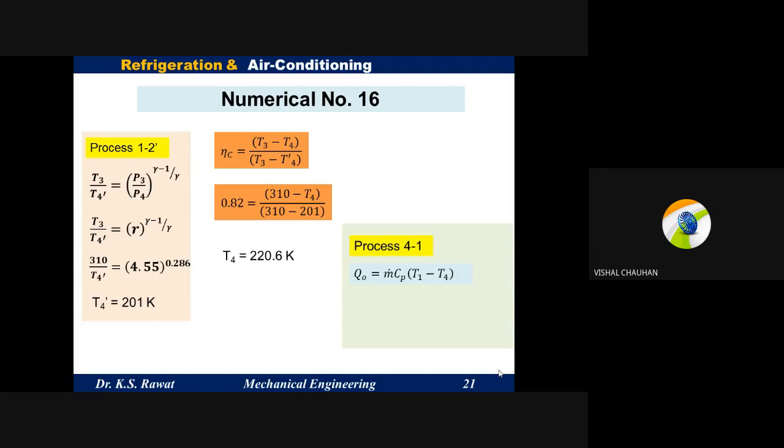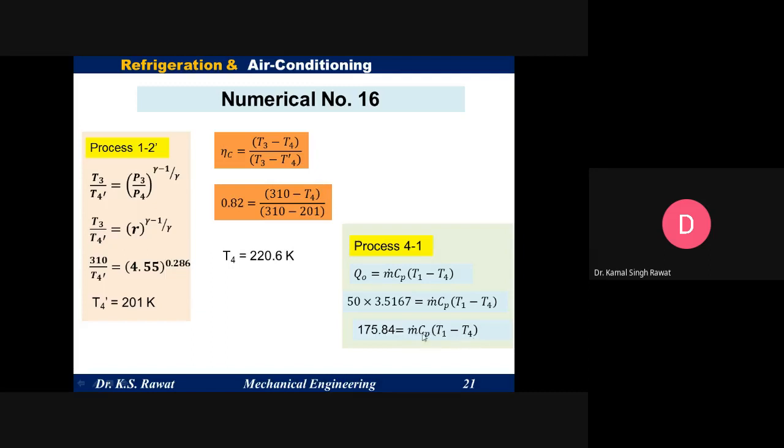175.835 kilojoule per second. Very good. So we will multiply this 50 TR by 3.5167, which is the value of 1 TR. So we will multiply with 50 and we will get the value of Q naught, which is equal to 175.84, equals m dot Cp (T1 minus T4).